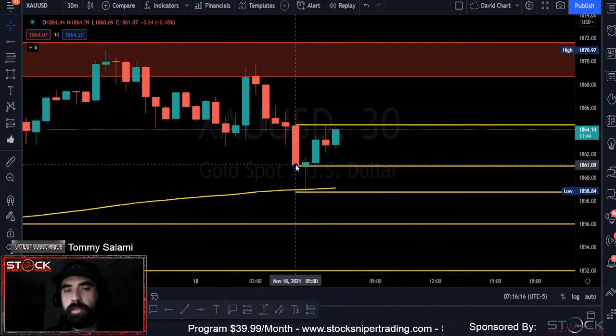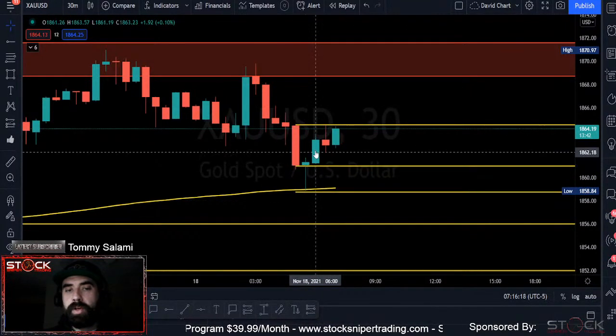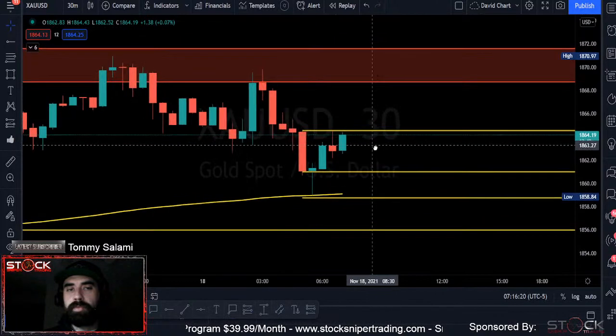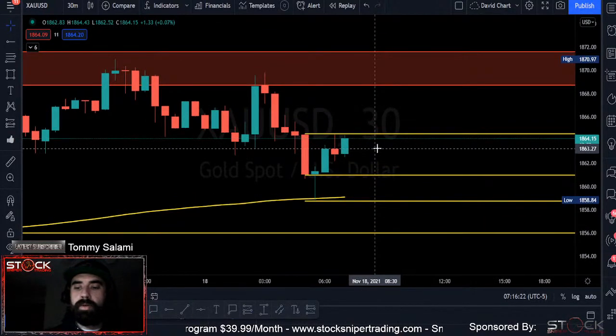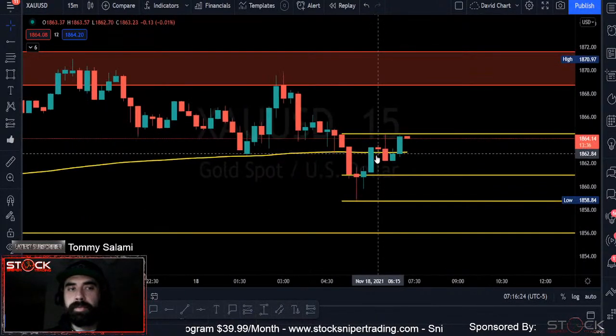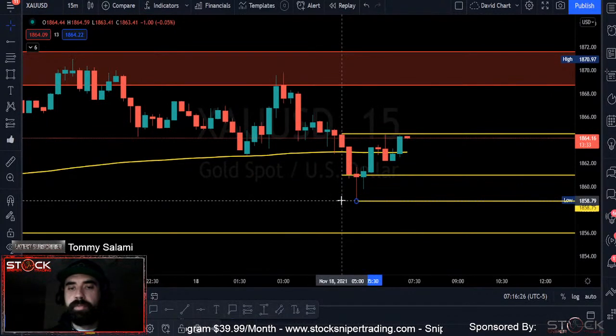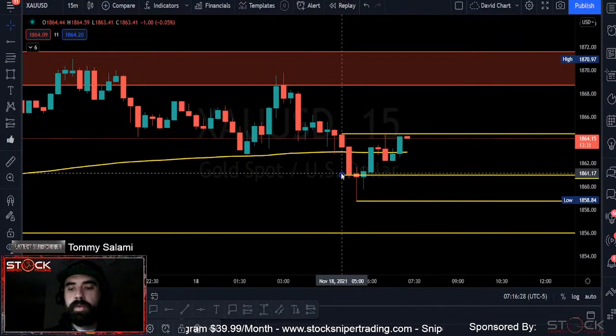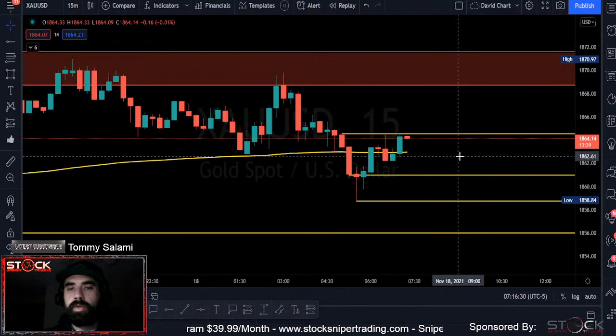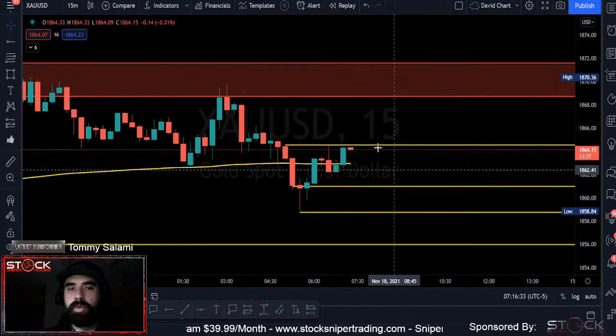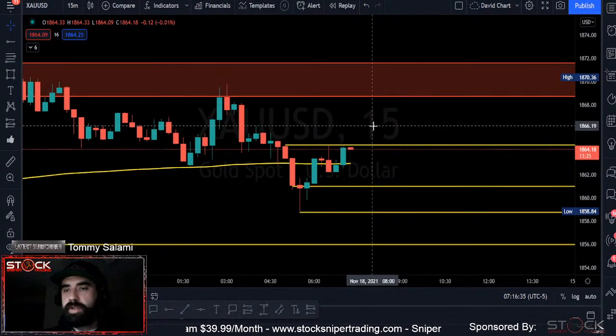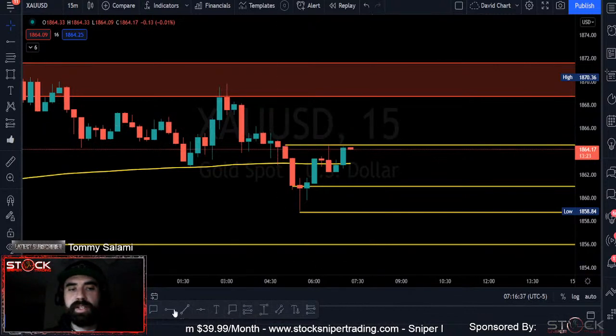Okay, as soon as you put it in there at the bottom, close the candle, holding of support, and then we're working our way up right there. So now let's check out our 15-minute. Make sure to tighten everything up. Have some resistance right there at 1866.